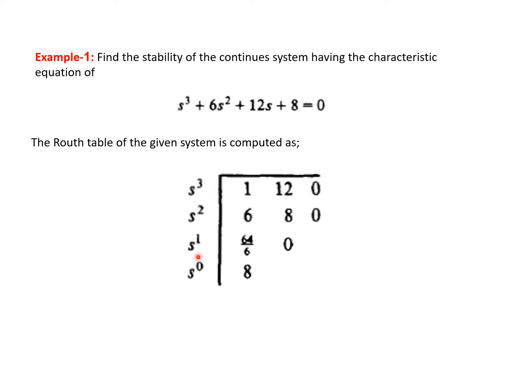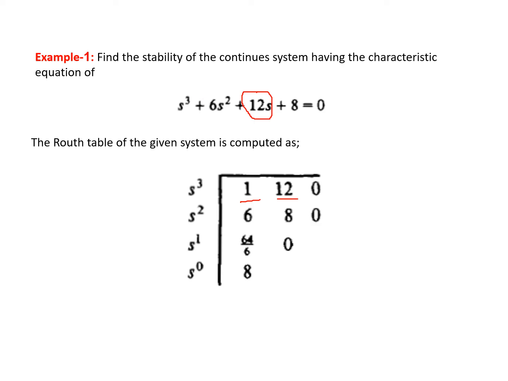So vertically, I'll be writing all the values of s starting from the highest power, that is s cube, s square, s to the power 1, s naught. Now when we are taking the coefficients, the coefficient of s cube is 1. So when I take these two coefficients, I have 1 and 2. These are the coefficients corresponding to the row s cube.